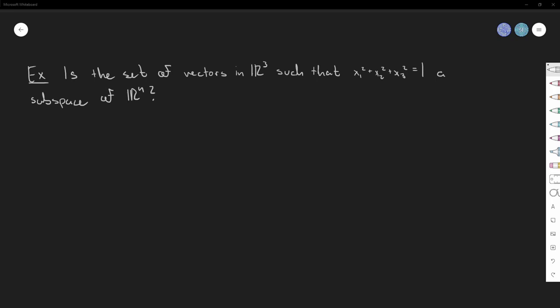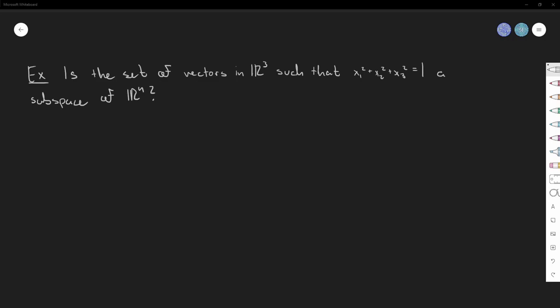Welcome back to the blackboard. We are going to do a couple examples on subspaces. As I mentioned before, we're only going to focus on subspaces since, for a vector space, you just have to check the 10 axioms, which are pretty straightforward, but with subspaces, it gets a little trickier. So we're going to go ahead and do this first example.